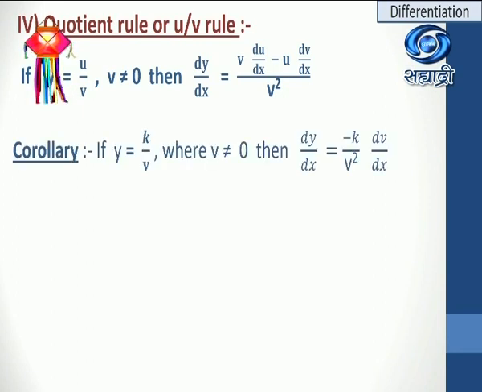Corollary, if y is equals to k upon v where k is constant and v is not equals to 0, then dy by dx is equals to minus k upon v square into dv by dx.